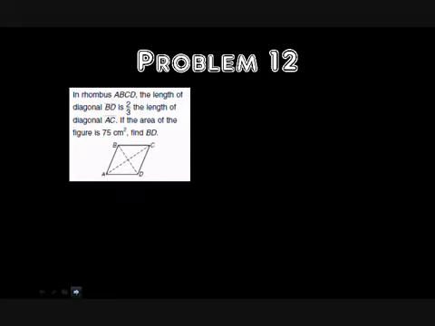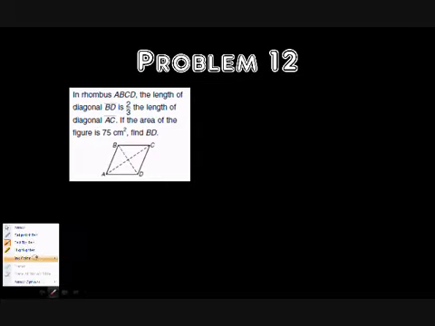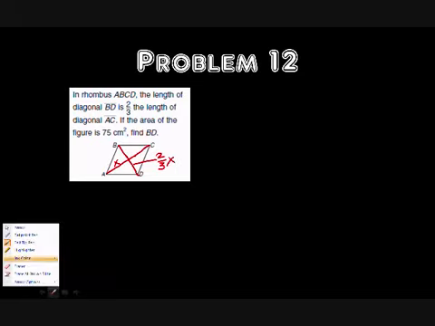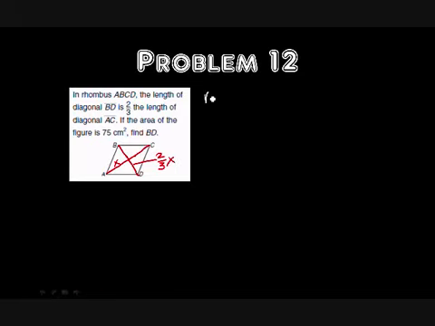Okay, problem 12, it says we have rhombus ABCD. The length of diagonal BD is 2/3 of AC. So I'm going to just go ahead and call AC x, just to make my life a little bit easier. And so that means that BD is 2/3 of that, so it's 2/3 x. And we're going to use the same formula we've been using for these problems, which is 1/2 d1 d2. So we have 1/2. My first diagonal will be the x, and then the other diagonal is that 2/3 x. And it tells us that the area is 75.